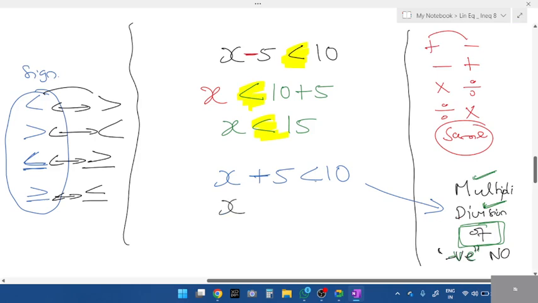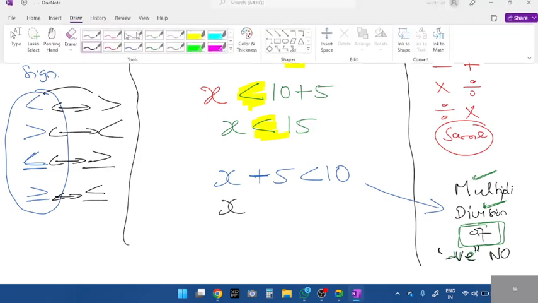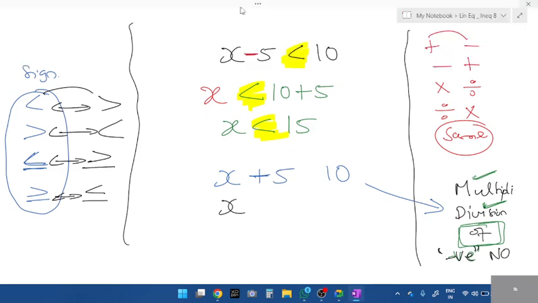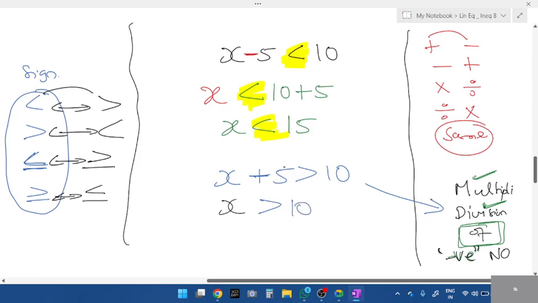Now, even here, I'll write greater than sign. So according to the simple linear inequation concept, for addition also the sign will not change. If greater than is given, it remains greater than 10. What happens to plus 5 if it goes to the other side? It becomes minus 5. What's the answer? X is greater than 5. Addition is done, subtraction is done.